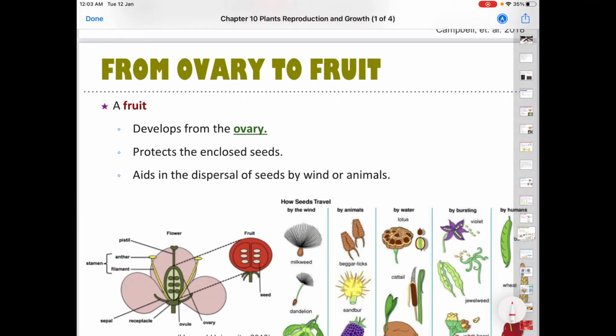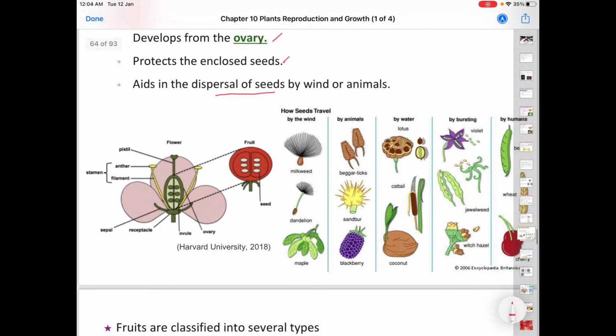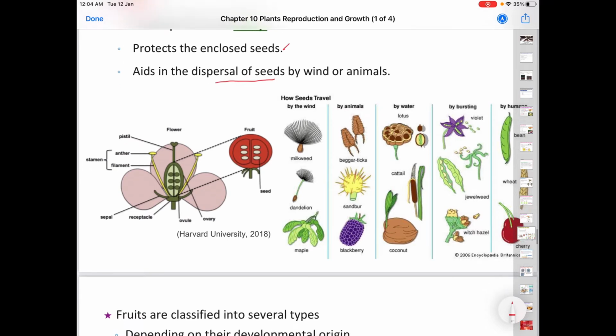From the ovary later forms a fruit. So the fruit developed from the ovary, and its function is to protect the enclosed seed. The fruit also aids, aids meaning helps, in the dispersal of seed by wind or animals. So these are examples of fruits.